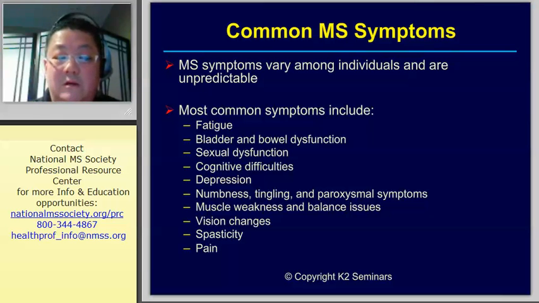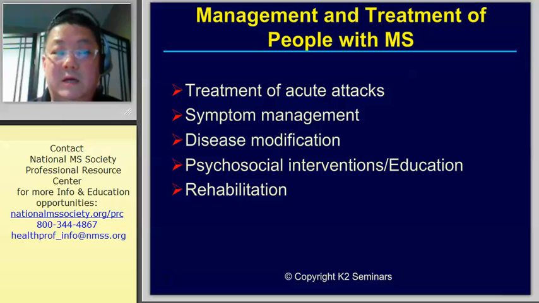Symptoms that you might feel, or might think that you have MS, are mostly fatigue, bladder and bowel dysfunction, sexual dysfunction, cognitive difficulties, depression, numbness, tingling, paroxysmal symptoms, muscle weakness and balance issues, vision changes, spasticity and pain. So as you can tell, this can be pretty similar to other individuals out there that might have a similar pathway. So just be aware that it can be the same as some of the other neuro patients.